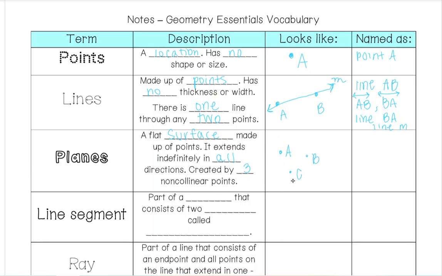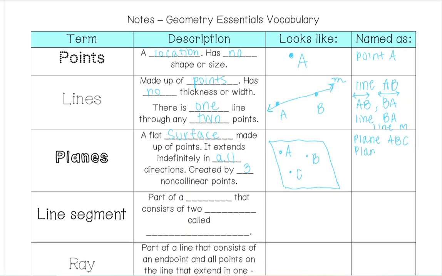So these points, I could draw a line between A and C. I could draw a line between A and B, or a line between B and C. But these points are not going to form one straight line through all 3 of them because I can't connect them without making a curve or a bend in my line. But what I can make out of these 3 non-collinear points is what we call a plane. So this is now a surface, kind of like a piece of paper, that I now have my 3 points on. So I can call this plane ABC.